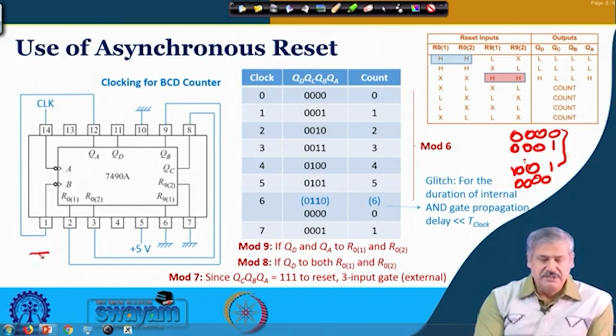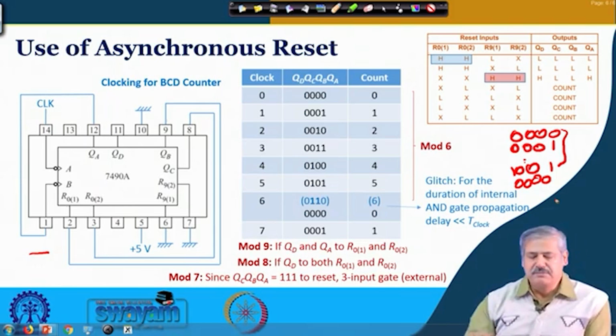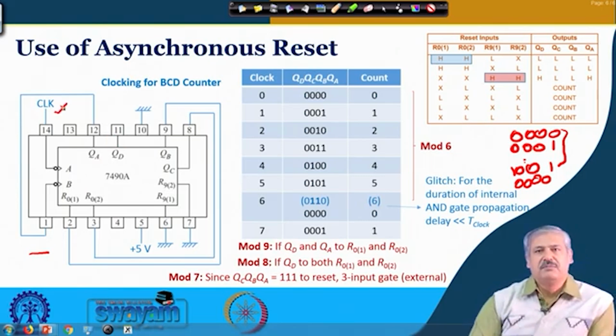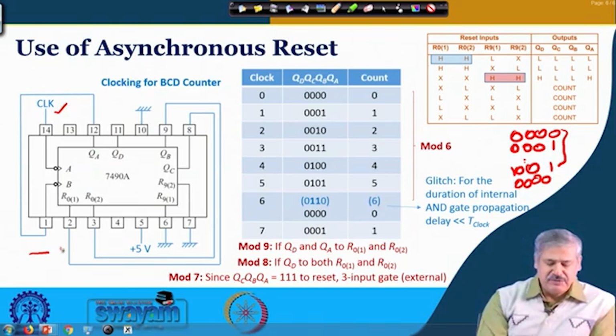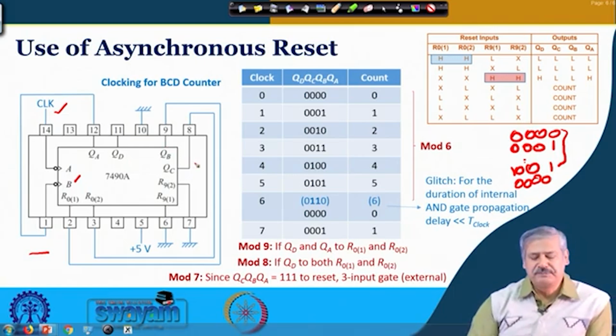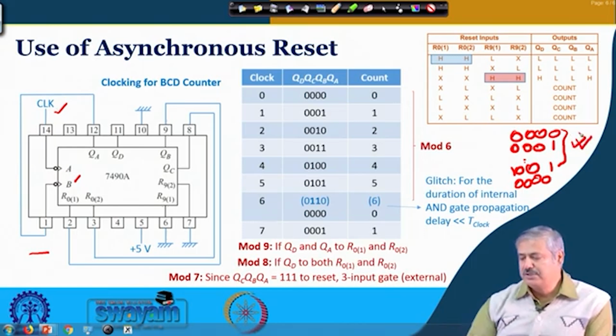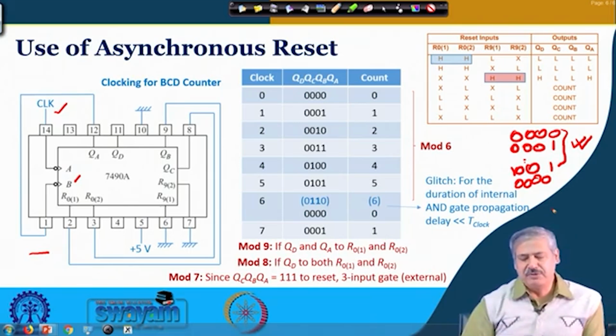The IC 7490A, this particular BCD counter, has been connected in this manner. The clock is fed to the mod 2 counter, and the QA output is fed as clock to the mod 5 counter. QA, QB, QC, QD are the outputs. The count with clocking as given here will go from 0 0 0 0 to 1 0 0 1 and then again 0 0 0 0. This we are already familiar with.